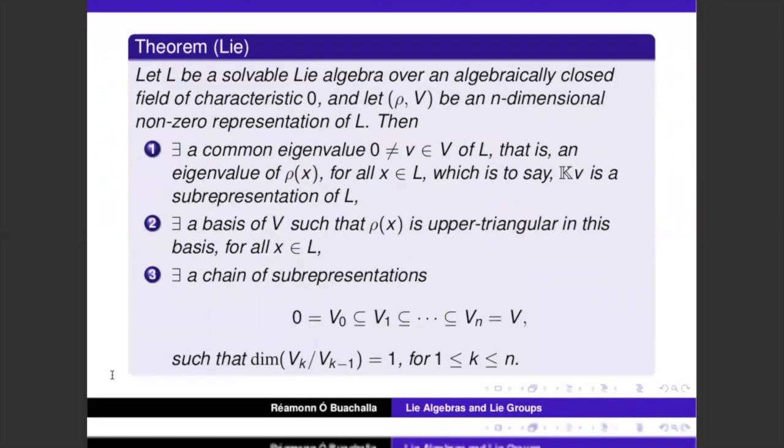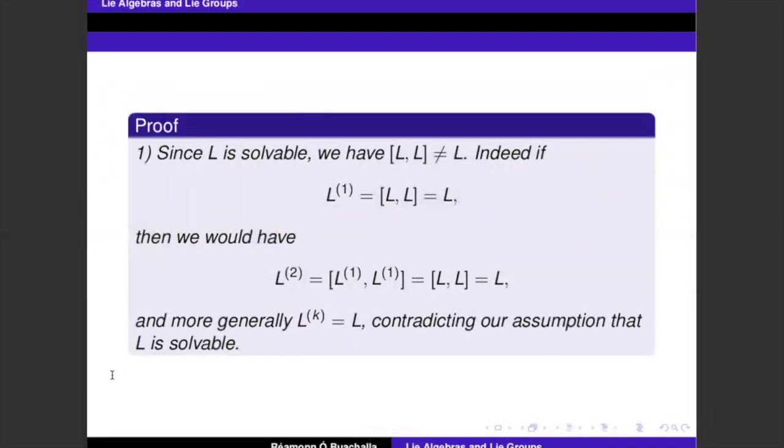So let's start with 1, a good place to start. Since L is solvable, we must have that the Lie bracket of L in itself is not equal to L. It can't give you back everything. Why? Well, if it did, then L1, which is the Lie bracket of L and L, would be equal to L, which would mean that L2, which is L1 bracket L1, would be equal to the bracket of L and L, which would be equal to L, and so on.